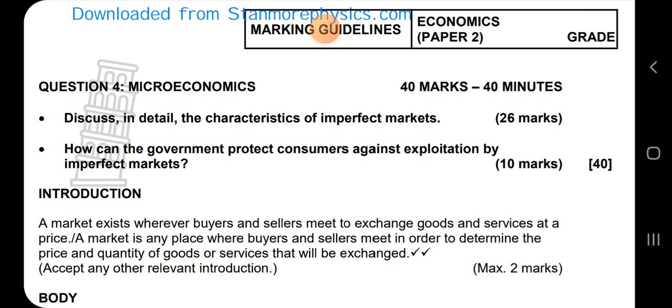In your body, discuss a market. What is a market? Because you're going to talk about market. A market is a place where buyers and sellers meet to exchange goods and services at a price. A market is any place where buyers and sellers meet in order to determine the price and quantity of goods or services that will be exchanged. There are different types of markets, mainly market 1, 2, 3, 4, 5.